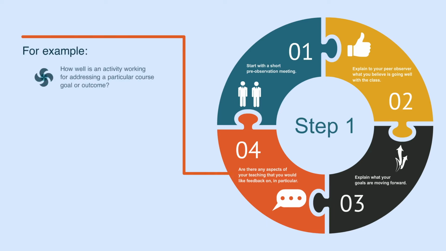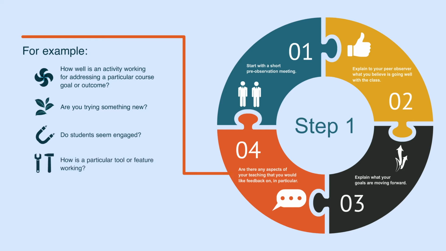For example, how well is an activity working for addressing a particular course goal or outcome? Are you trying something new? Do students seem engaged? How is a particular tool or feature working? These are all great topics to help guide a peer observation.